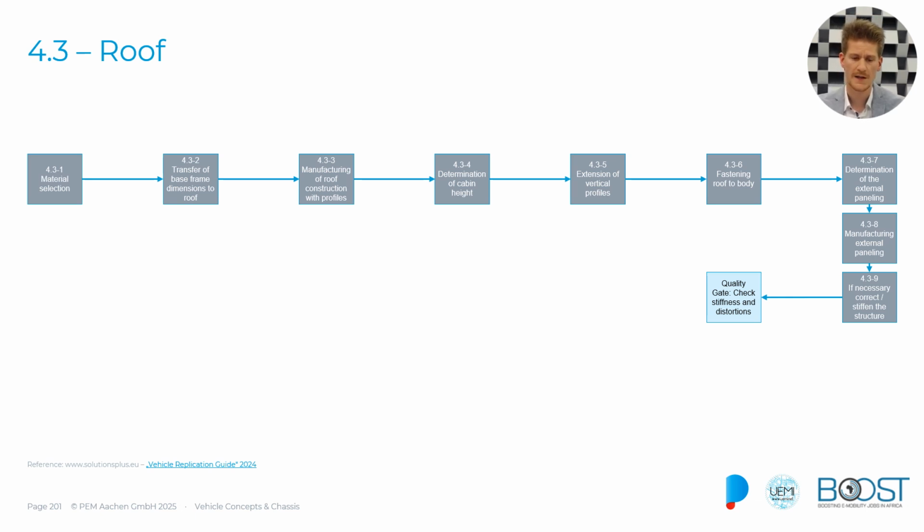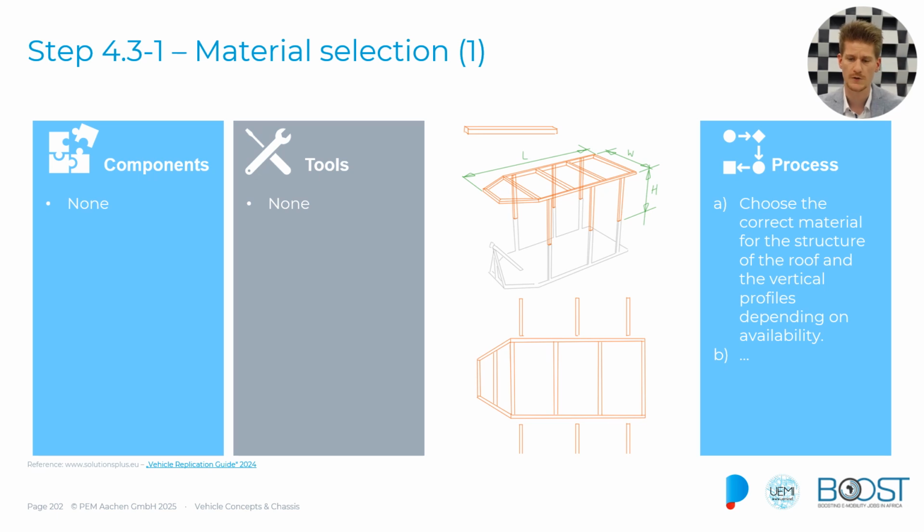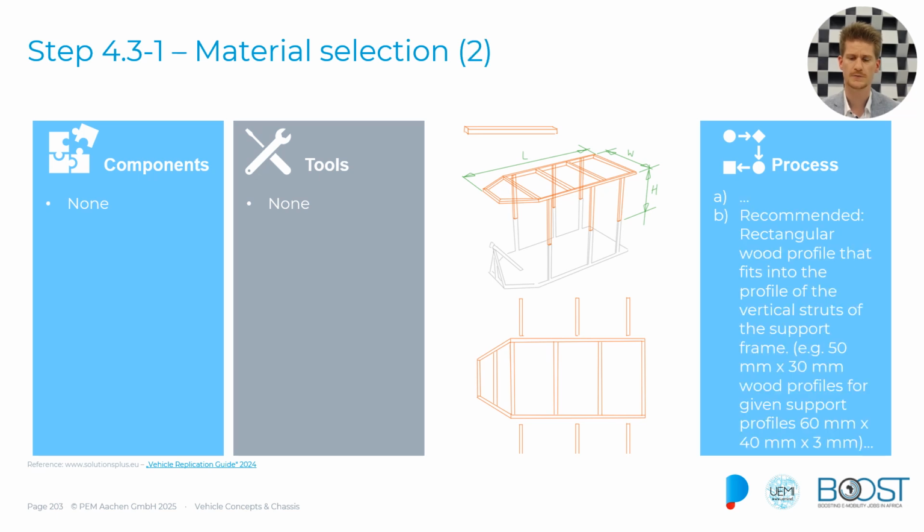So let's start with the first step, which is the material selection, to use the right material for the structure of the roof and the vertical profiles, depending on the abilities that you want to have. If you want to have a vehicle that needs to be very stiff and shall actually have something like a roll cage, you should probably go for the same material as you've done for the support frames, the vertical parts. But in this very case, we are opting for something different.